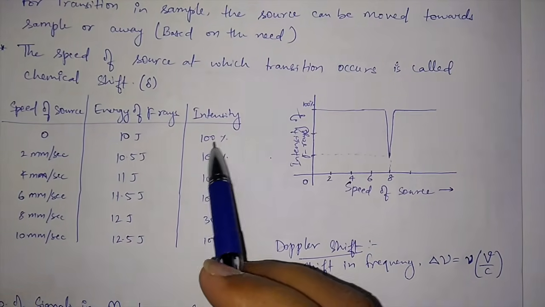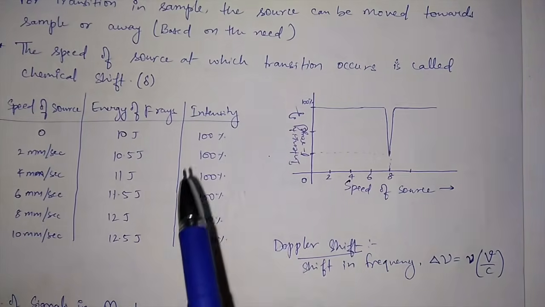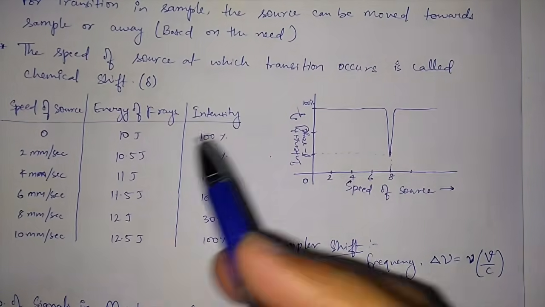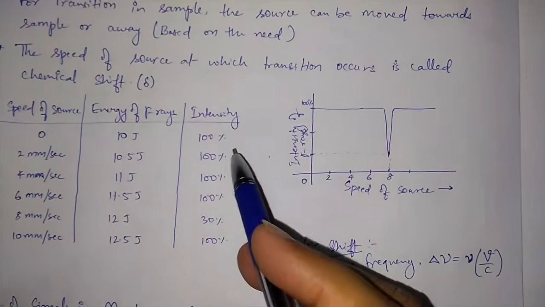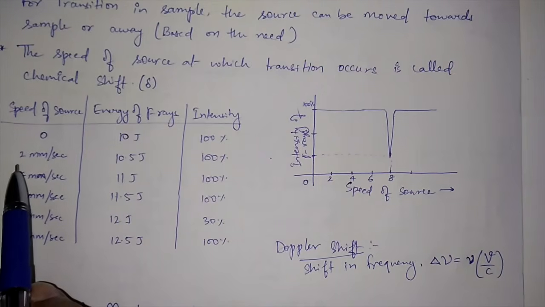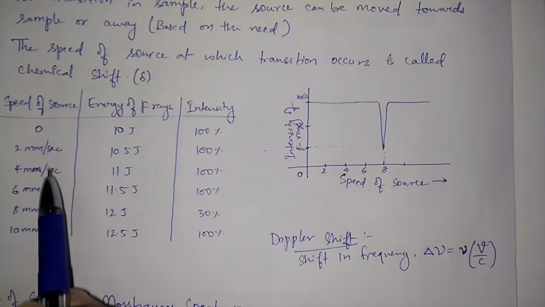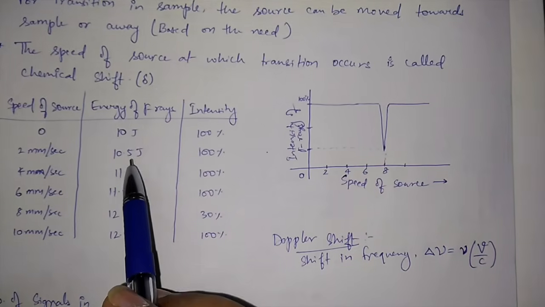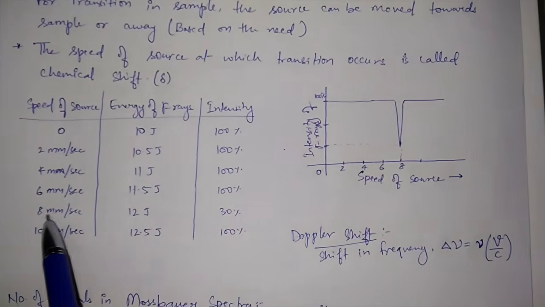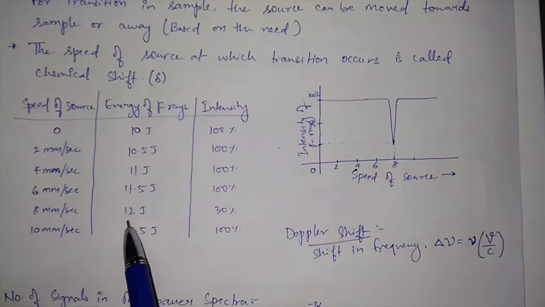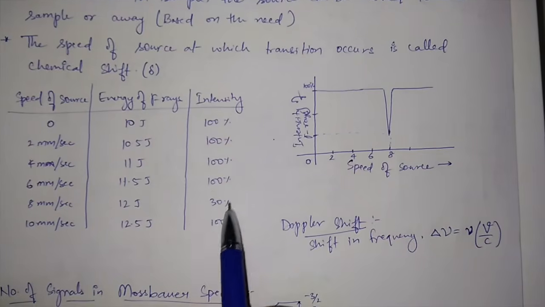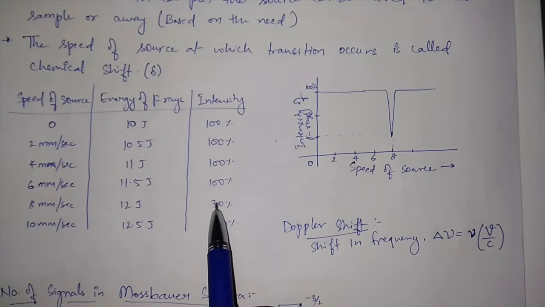So initially the intensity of gamma ray which you will get is 100%. That means no gamma ray is getting absorbed, the sample is not absorbing any of the gamma ray. Now if you slowly increase the speed of your source, then the energy of the gamma ray will also increase gradually, and when this energy comes out to be the energy which is required for your transition to happen, that is 12 joule, then the intensity of this gamma ray decreases. That means 70% of the gamma ray is now absorbed.